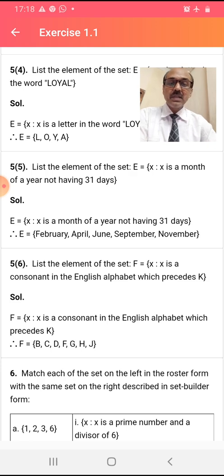Next is equal sets. Two sets are said to be equal if they have the same elements. One example is a set A whose elements are 2, 4, 6, 8. 4 elements are there. And another set B is the even natural numbers less than 10. Even natural numbers less than 10 means 2, 4, 6, 8. That means both are equal. So these two sets are equal sets, having the same elements.